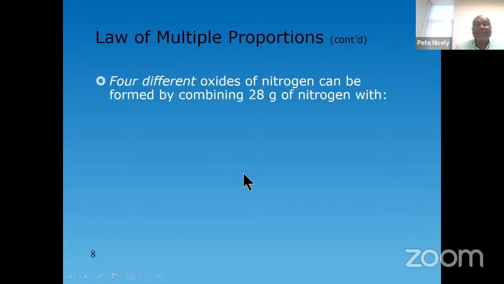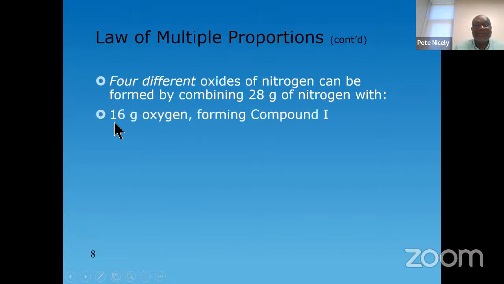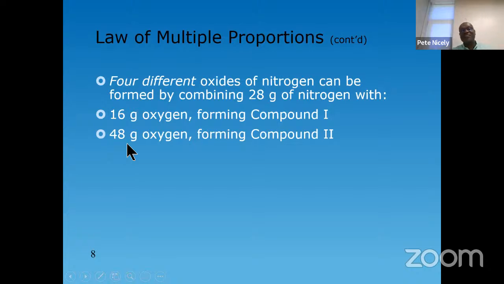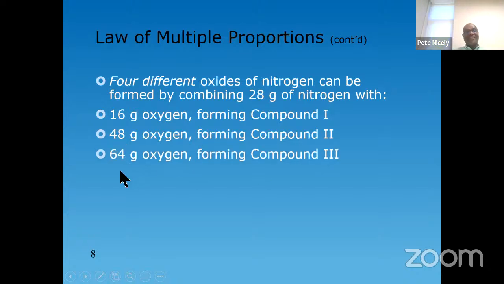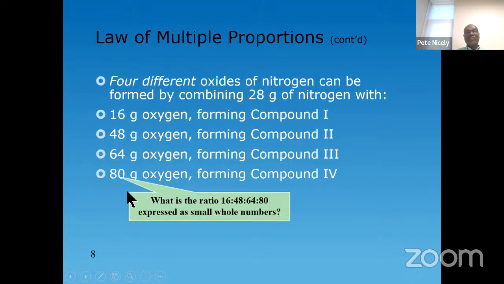Okay, so another example demonstrating this law is in the case of a situation where you have 28 grams of nitrogen reacting with oxygen to form 4 different oxides. So there's one particular oxide where 28 grams of nitrogen will react with 16 grams of oxygen to form one compound. In the case of another oxide, the same mass of nitrogen will react with 48 grams of oxygen to form compound 2. And then you have another oxide where the same mass of nitrogen will react with 64 grams of oxygen to form compound 3. And then finally, the same mass of nitrogen will react with 80 grams of oxygen to form the 4th compound.